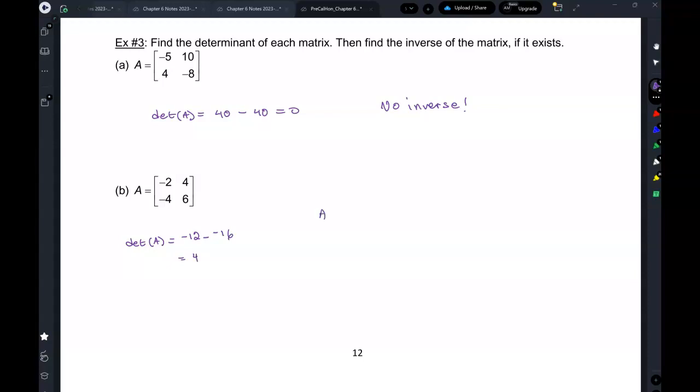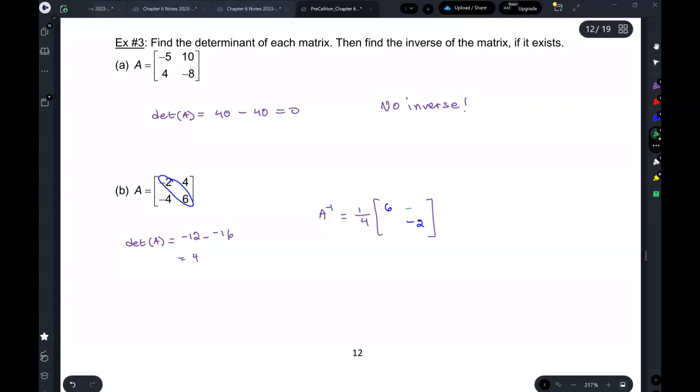Okay, so what's the inverse then? A inverse is 1 over 4. Okay, the main diagonal has to switch seats. So 6 and negative 2. Oh, it's unfortunate that I picked the same numbers here. The other ones, they stay where they are. You just change their signs. So negative 4 and 4, right? It's unfortunate that I put both 4s. But if this was like 5 and negative 4, it would just be negative 5 and positive 4.